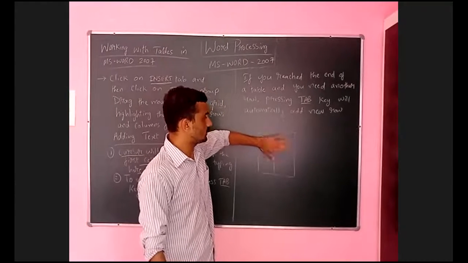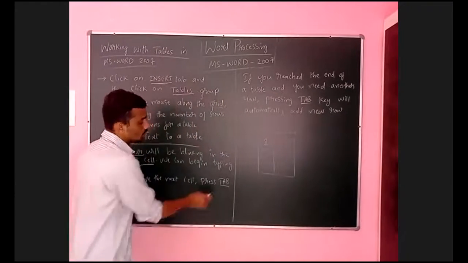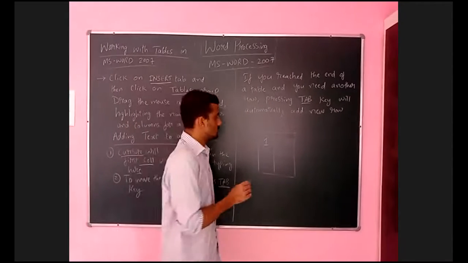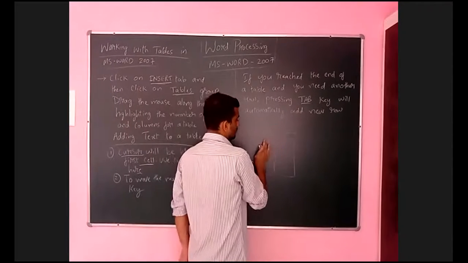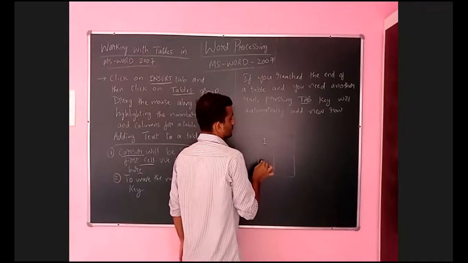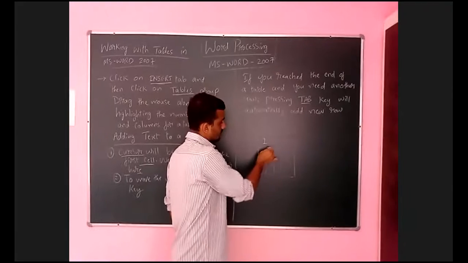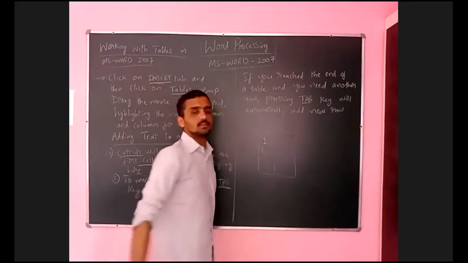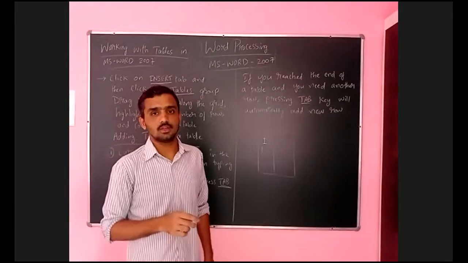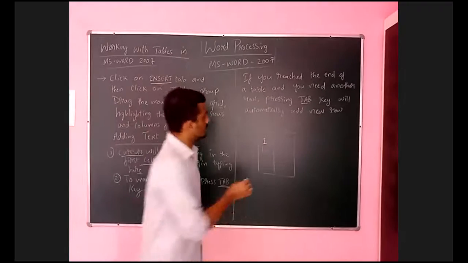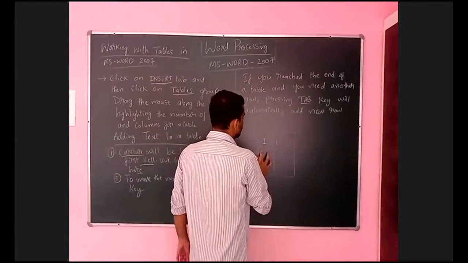Then, if I want to type the text in the second column, that is first row, second column, in this row only, what we have to do is press Tab. So if you press Enter, what happens? Once you type any number or text, and if you press Enter, what happens? Cursor will not come to the next cell. It will be in the same cell. It will move to the next line. Okay. So you have to press the Tab key. Once you press the Tab key, the cursor starts blinking in the second cell.